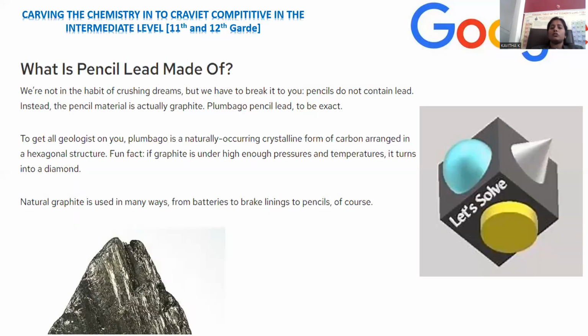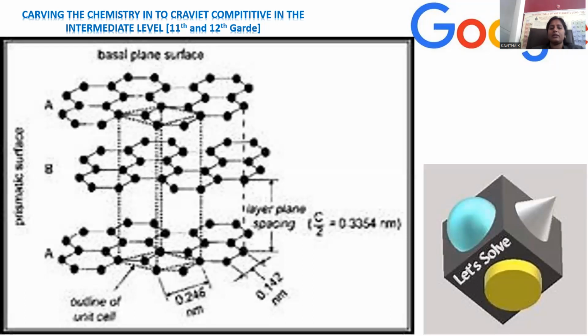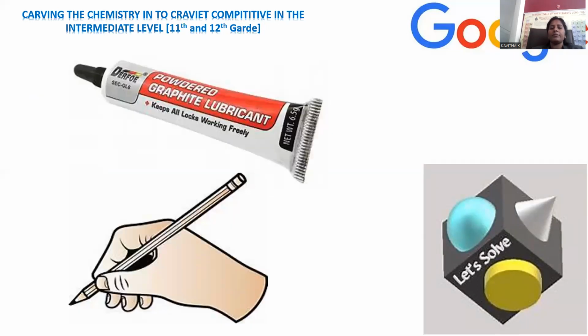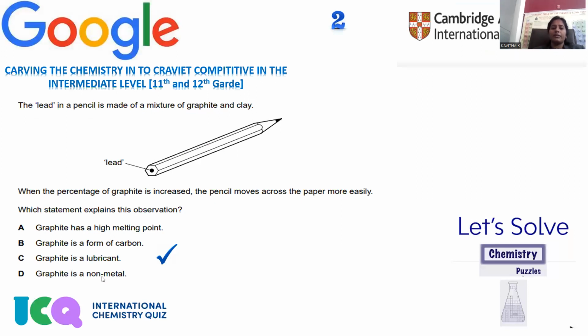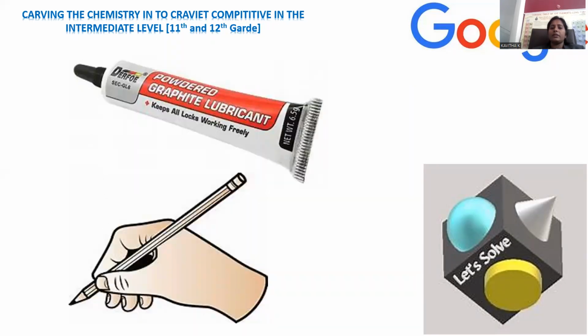In addition, being a black color pigment, pencil lead is also made up of this graphite. So as we are observing over here, powdered graphite is used as a lubricant. So as graphite content increases, your ease of writing is also more convenient like this. This is the way we can explain. For question number 2, option C will be the correct answer. Move on to question number 3.